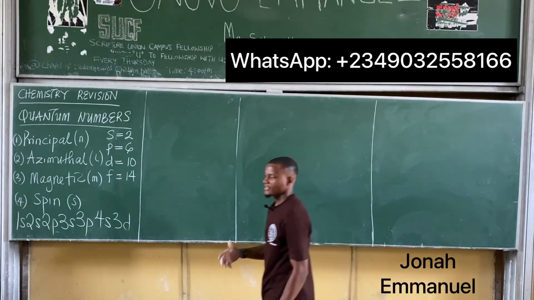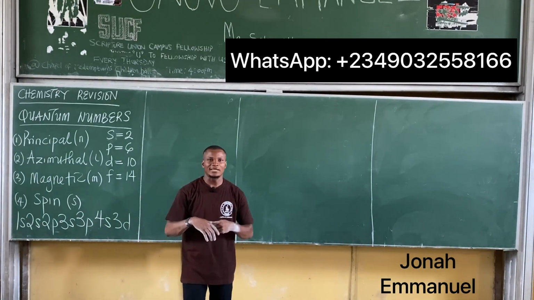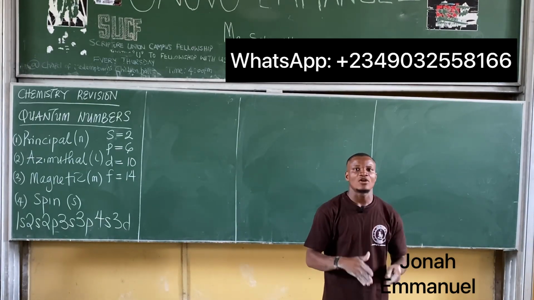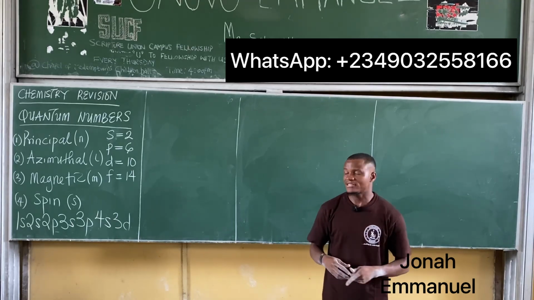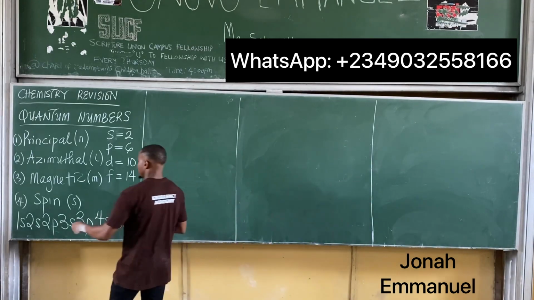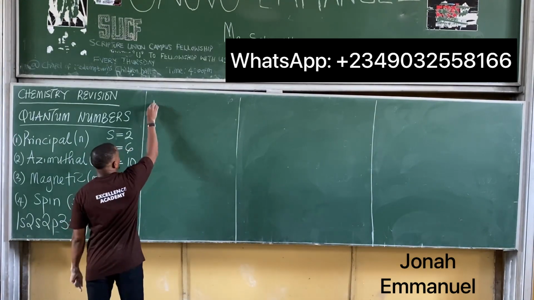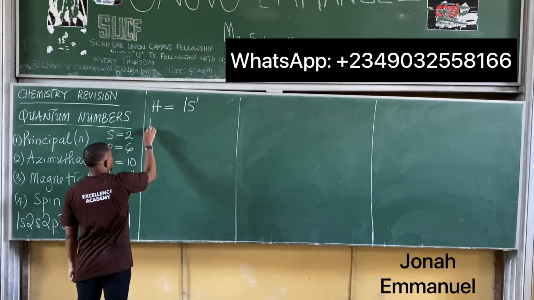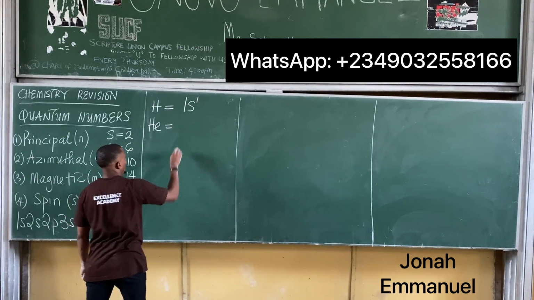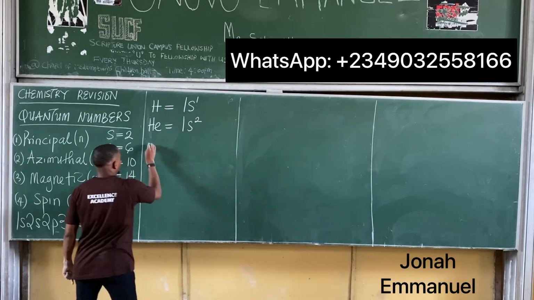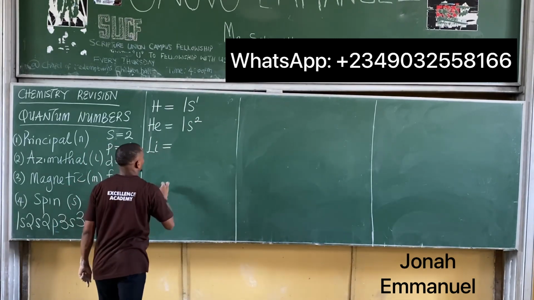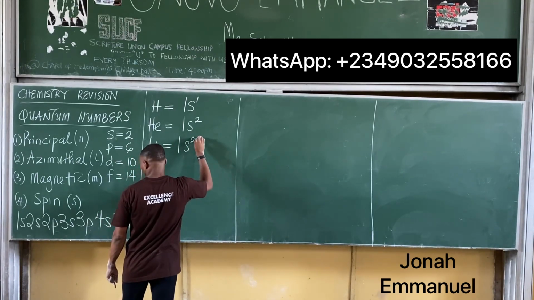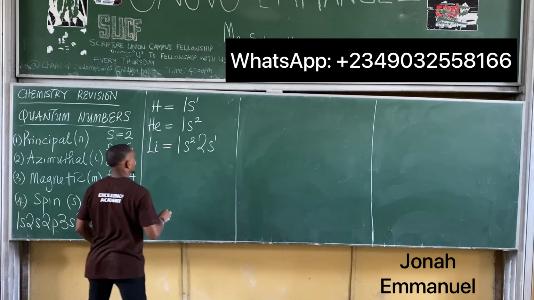Another thing they asked last year, plenty, was how to write the SPDF configuration of a particular element in terms of another element. Let's start with hydrogen. What's the configuration there? 1s1. Helium, He: 1s2. Lithium, Li: 1s2, 2s1.